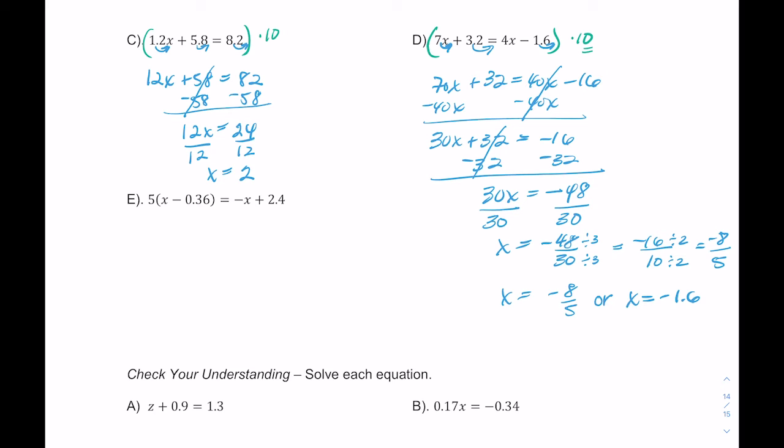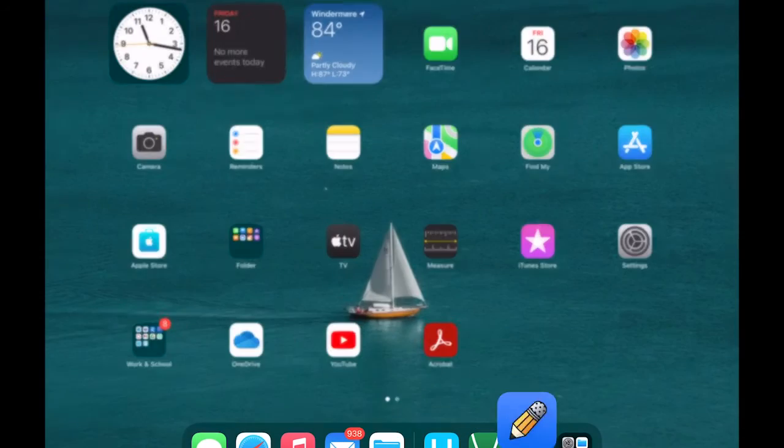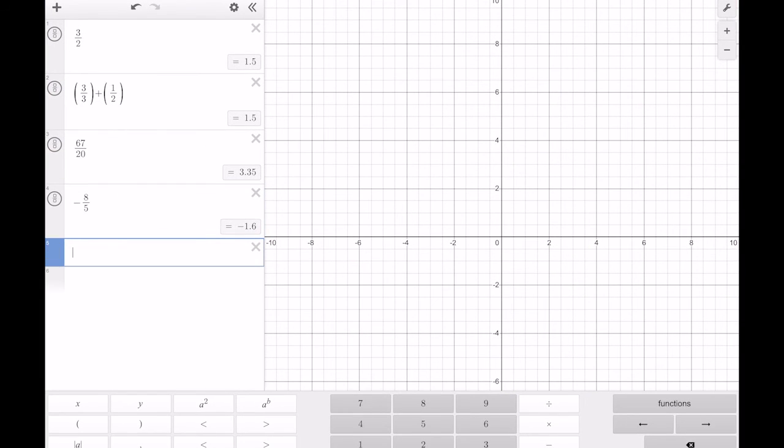Okay, for my last example, letter E, notice you have 5 times the quantity x minus 0.36 equals negative x plus 2.4. So in order to get to this x, I need to first distribute 5. So I'm going to do 5 times x and then 5 times negative 0.36. So here I have 5x minus, okay, and then we want to figure out what's 0.36 times 5.